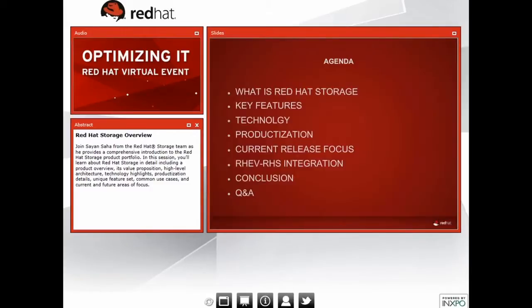The agenda for this session looks like the following. I'll start by explaining some background on what is Red Hat storage, what we are trying to solve with it today, and take you through some key features and technology highlights, how it is productized, what you will get if you had to buy this from Red Hat, and what we are focusing on in the current shipping release. We also are announcing the RevRes integration beta with this product today, where Red Hat Storage will become a storage provider for Rev, and then conclusion and Q&A.